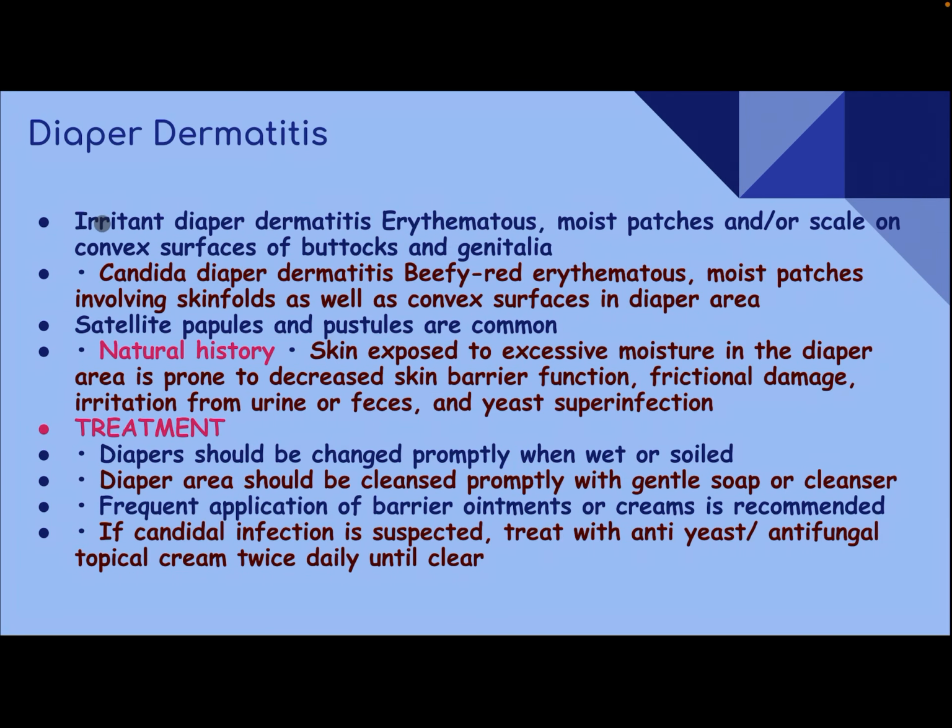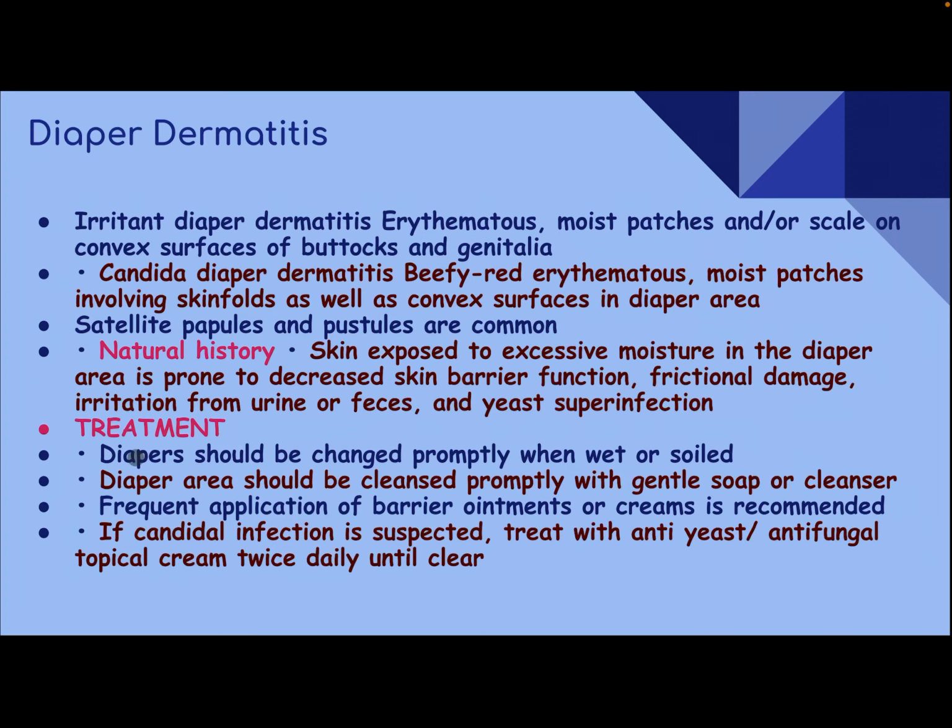Diaper dermatitis. Irritant diaper dermatitis: erythematous, moist patches and/or scale on the convex surfaces of the buttocks and genitalia. Candida diaper dermatitis: beefy red erythematous, moist patches involving skin folds as well as convex surfaces in the diaper area. Satellite papules and pustules are common. Natural history: skin exposed to excessive moisture in the diaper area is prone to decreased skin barrier function, friction damage, irritation from urine or feces, and yeast superinfection.